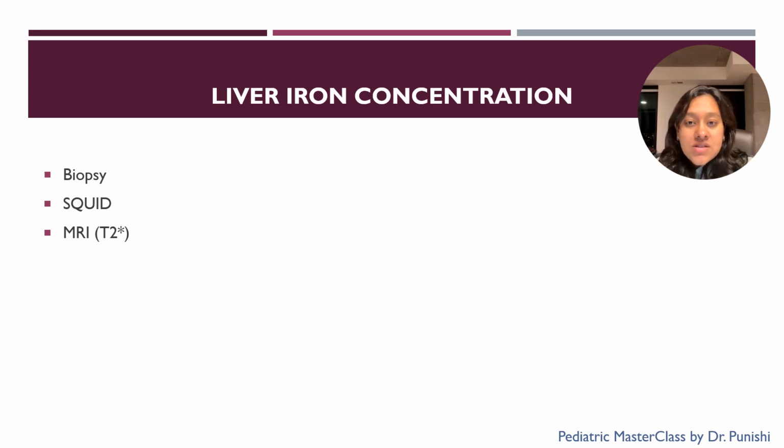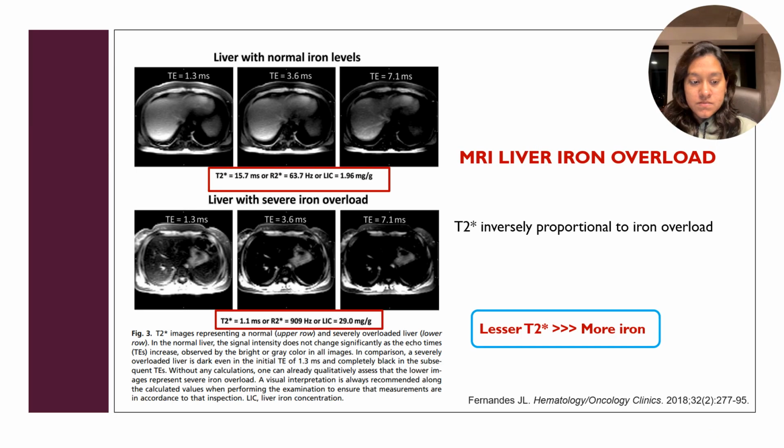What I want to stress on is the use of MRI with the T2 star to estimate liver iron concentration, which has kind of revolutionized estimating iron overload in these patients who are chronic transfusion dependent. Okay, so let's now talk about the use of the T2 star MRI for estimation of iron overload.